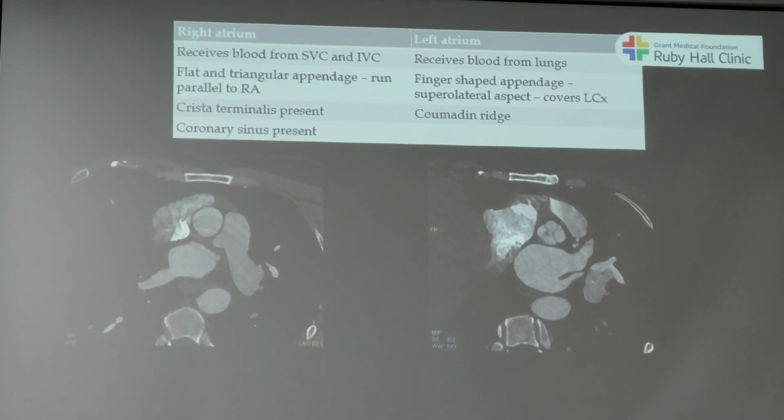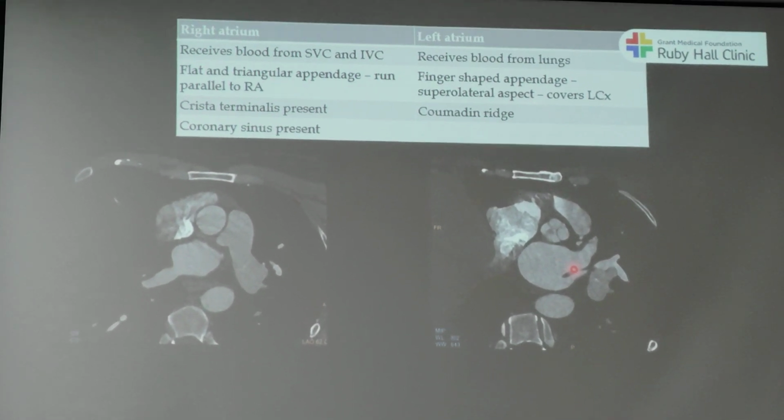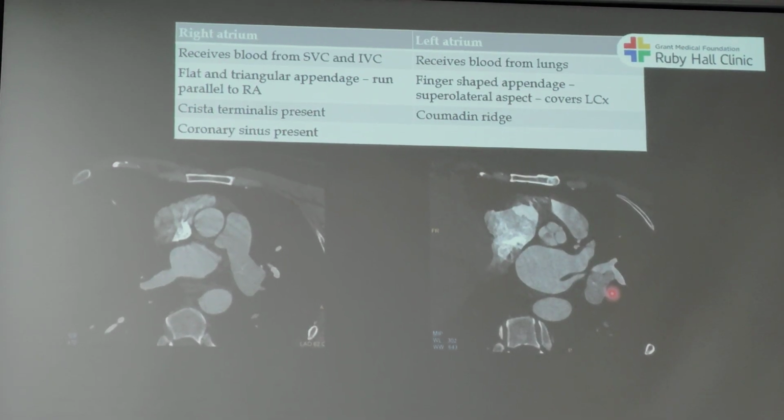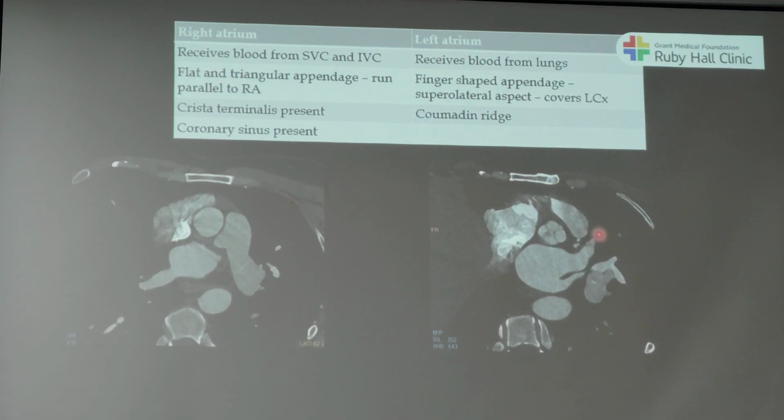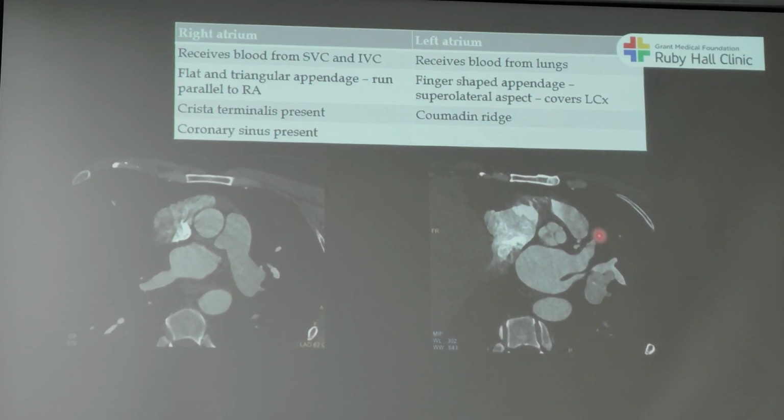Okay, so if you look at the right atrium, the appendage is triangular, it is broad based. So the appendage is triangular and broad based over here. This is the right atrial appendage. On the other hand, the left atrium has a finger-like appendage with a pointed tip. Usually it covers the left circumflex coronary artery anteriorly. So this is the main difference between the two atria according to the morphology.